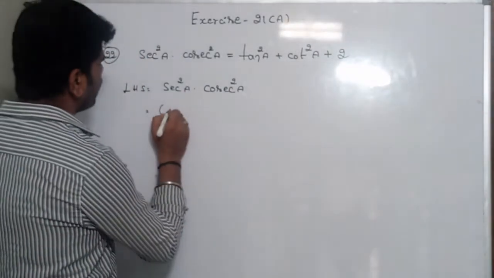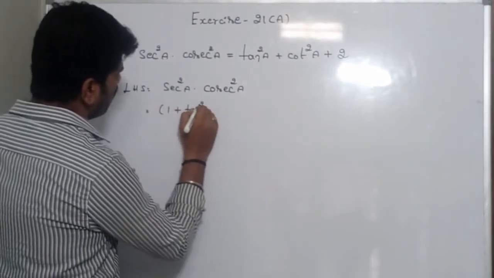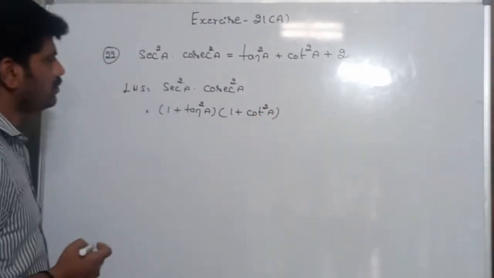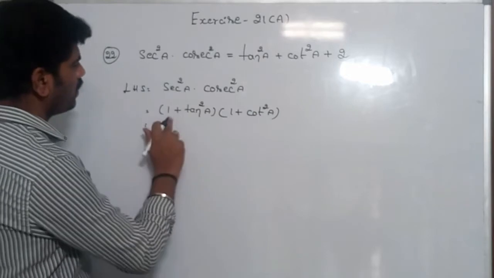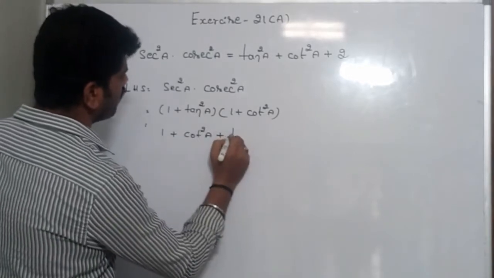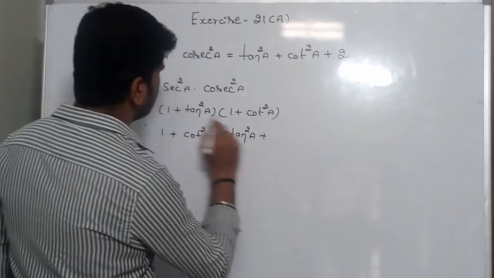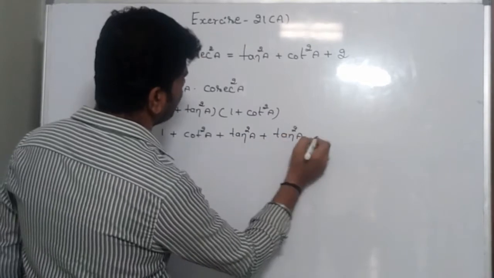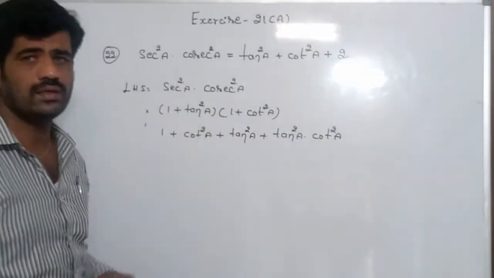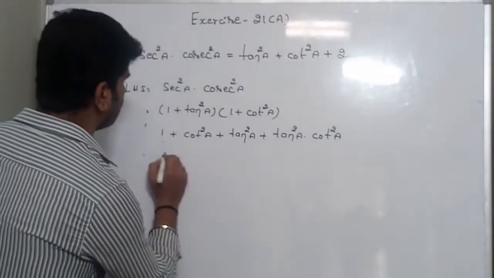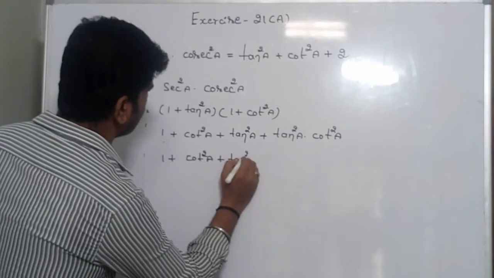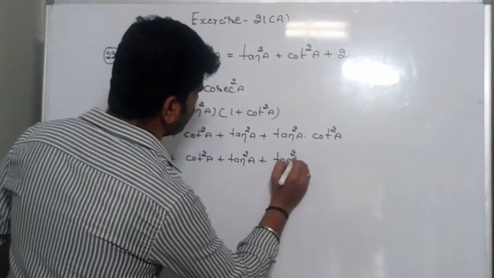So how to write secant square A? Secant square A can be written as 1 plus tan square A, and cosecant square A can be written as 1 plus cot square A. Then multiply; this is the binomial product. 1 ones are 1, plus 1 into cot square A, plus tan square A into 1, plus tan square A into cot square A. So we get 1 plus cot square A plus tan square A plus tan square A into cot square A.